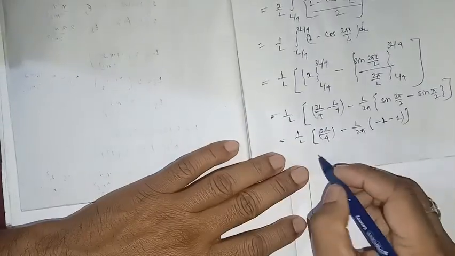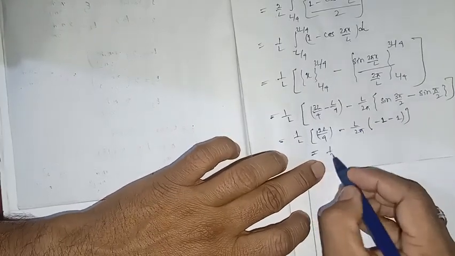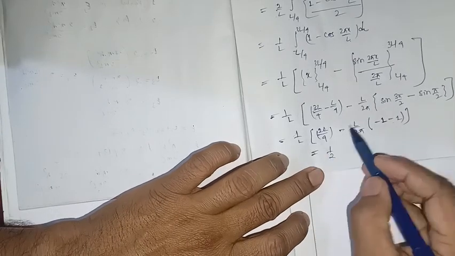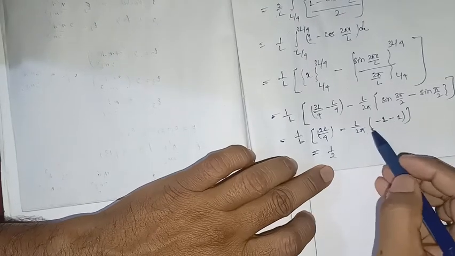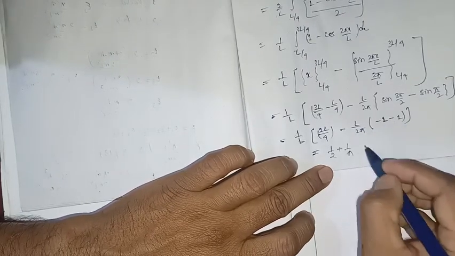Okay, so here you can see L gets cancelled, this is 1 by 2, minus this will be 2, and here 1 by L multiplied with this term, L gets cancelled, so here 2 will be there, 2 2 gets cancelled, plus 1 by pi, so this will be the answer.